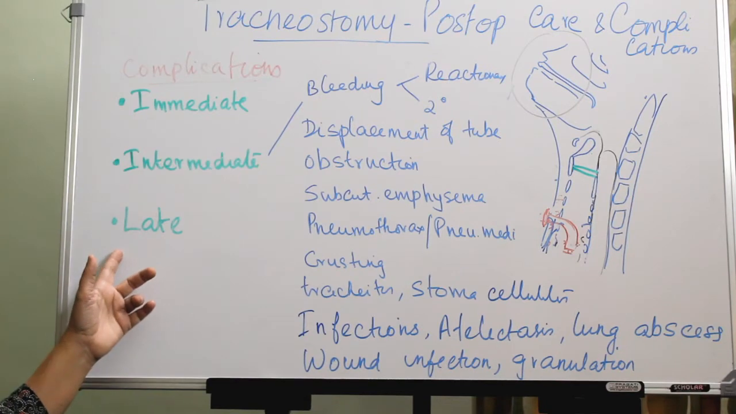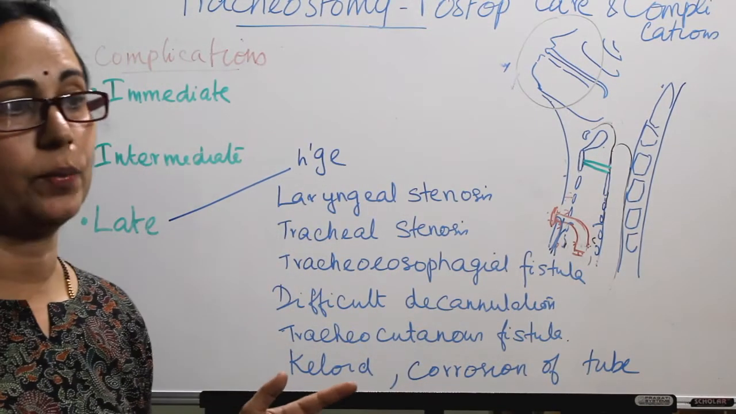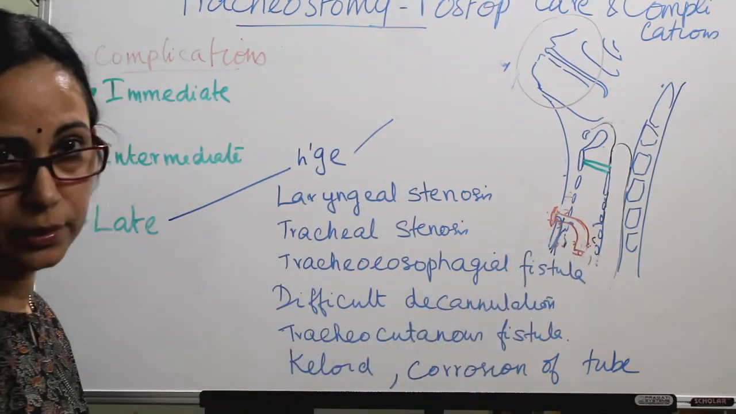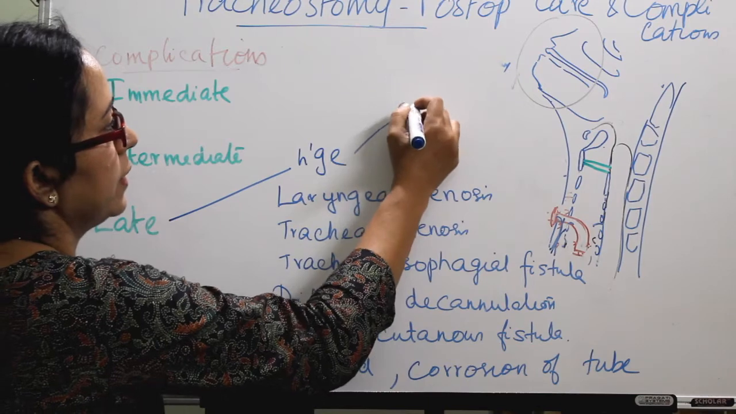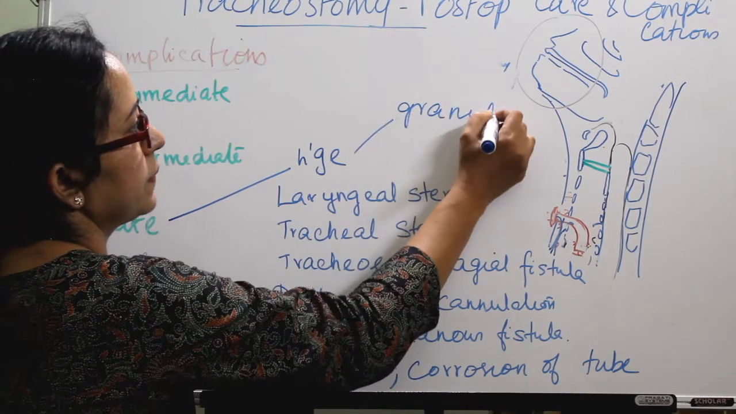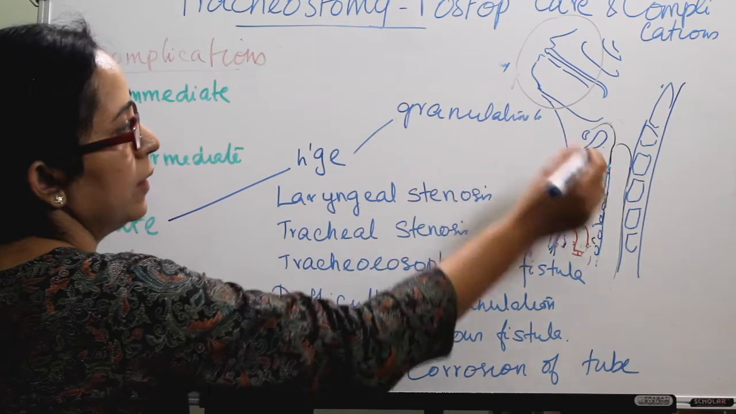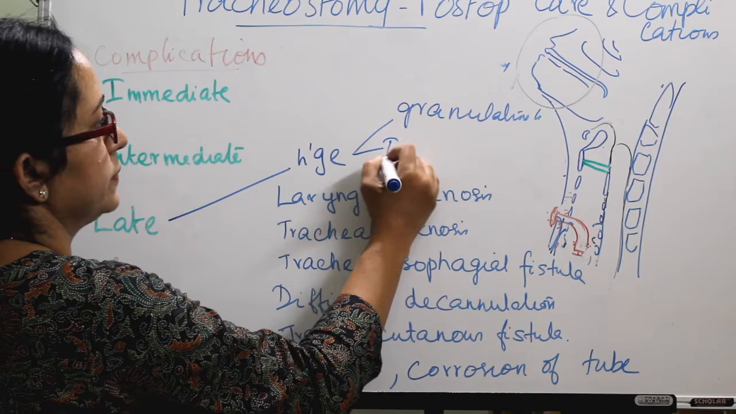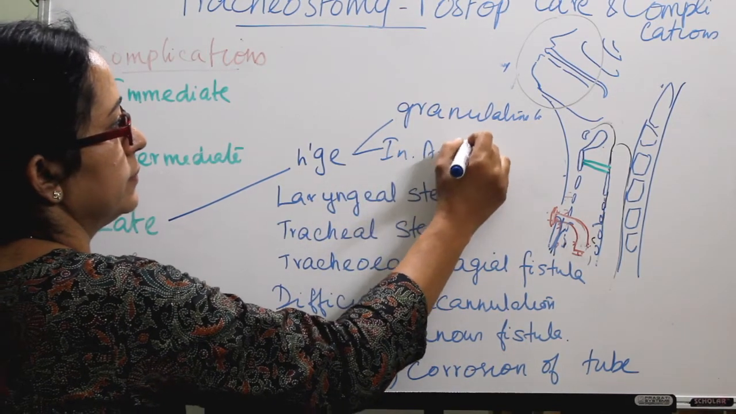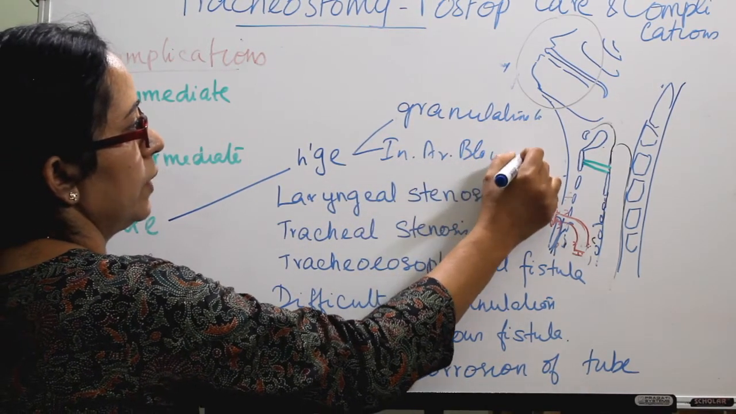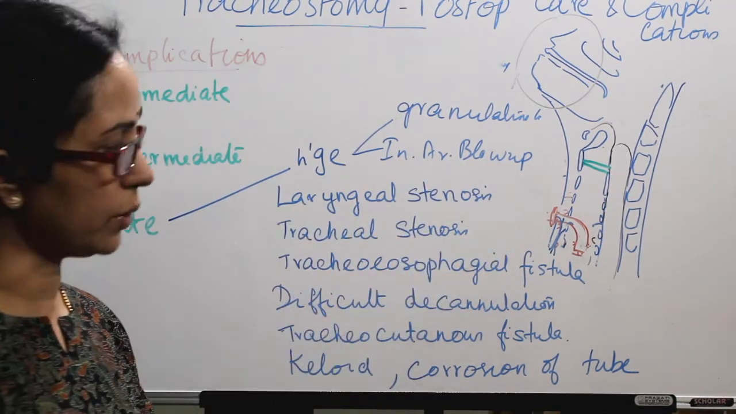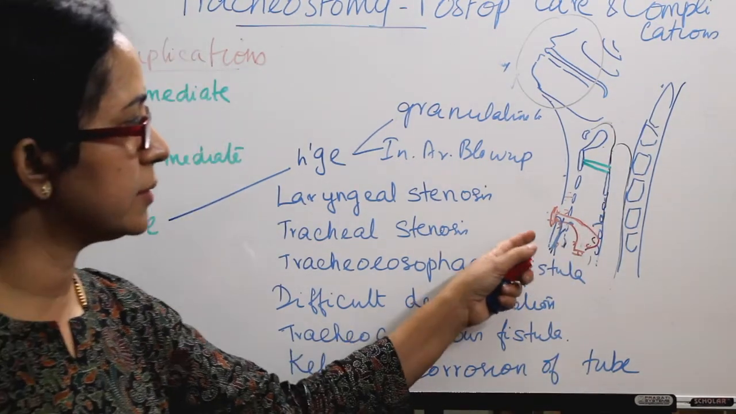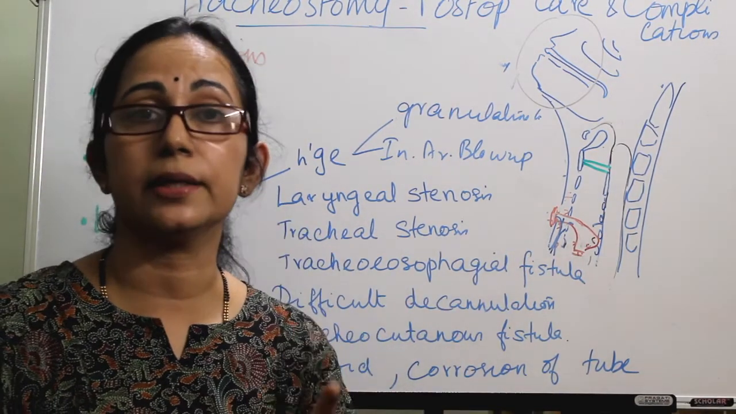Okay, then what are the late complications? These are the late complications. One is hemorrhage, and this hemorrhage can be due to granulation tissue around the tracheostomy tube, or it can be due to the innominate artery, which lies posteriorly. So innominate artery blowout. This innominate artery blowout occurs because the tracheostomy tube is impinging on the posterior wall. In that case, it carries around 90% mortality.